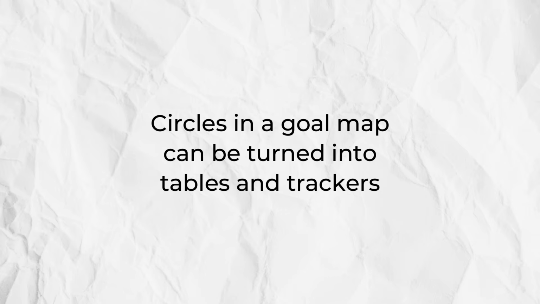As said though, these circular spaces are for steps that get done over and over again. They're not just a one and done type thing. When it comes to recording having done these things, these are the spaces on our goal map where we can turn them into tables or trackers, things where we can check off each instance of having done the thing in a set period of time.